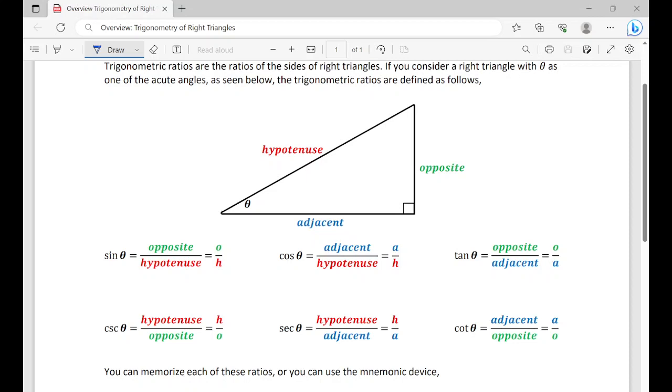Now the reciprocals are really easy. Cosecant theta is just sine, but with opposite and hypotenuse flipped. Secant theta is the same as cosine, except hypotenuse and adjacent are flipped. And cotangent is the same as tangent, except opposite and adjacent are flipped.